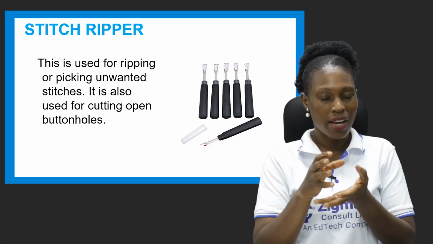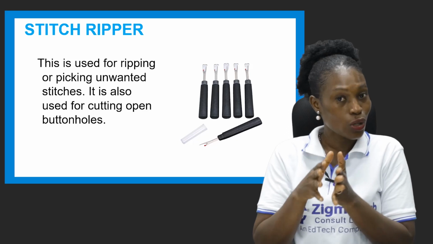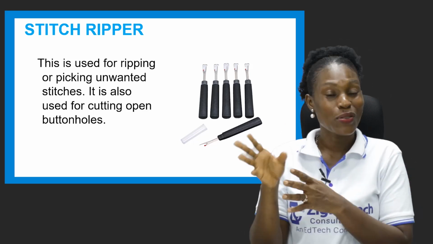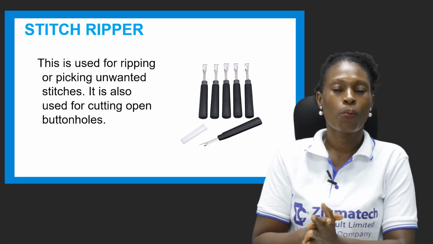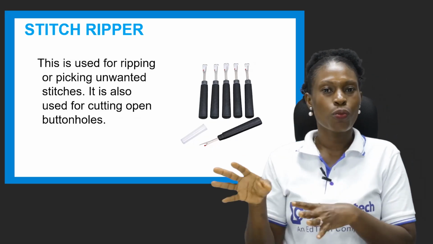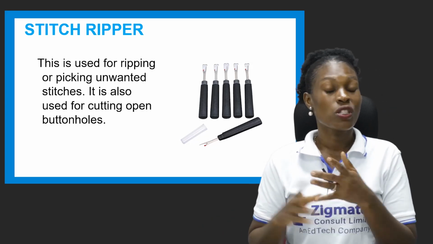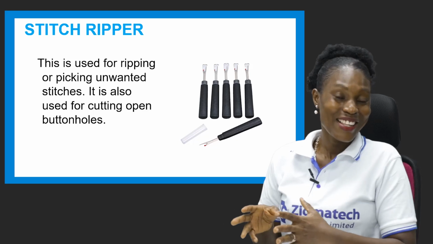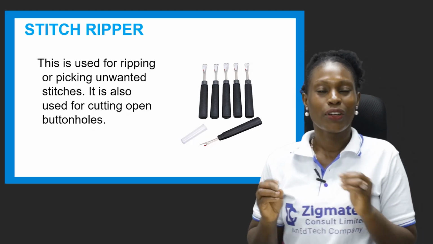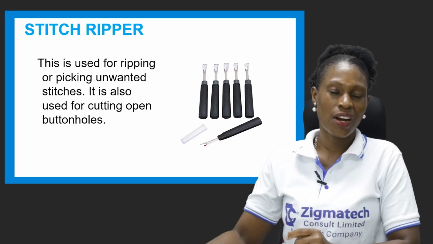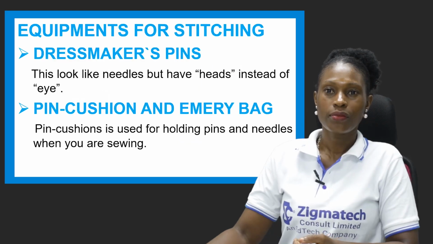After you've made a dress or your clothing and you're going to be having buttonholes, after you've made that, it's closed. So you have to open it. Rather than using a razor blade, you can use the stitch ripper to open your buttonhole so it doesn't go beyond where you want it. Sometimes when you use your razor blade, it goes beyond where you want it to go. So the stitch ripper is very effective in cutting buttonholes open.